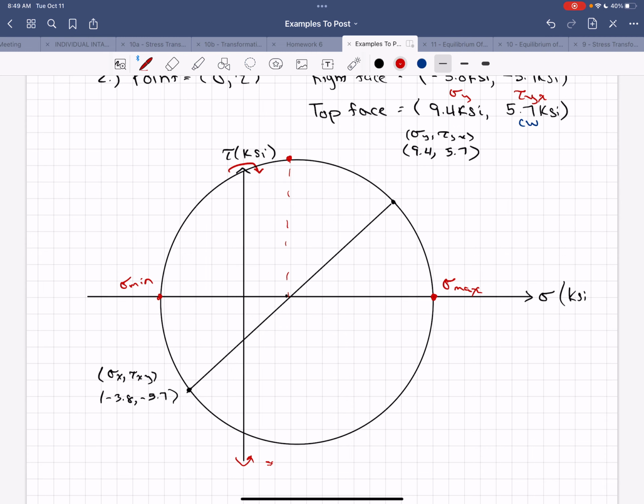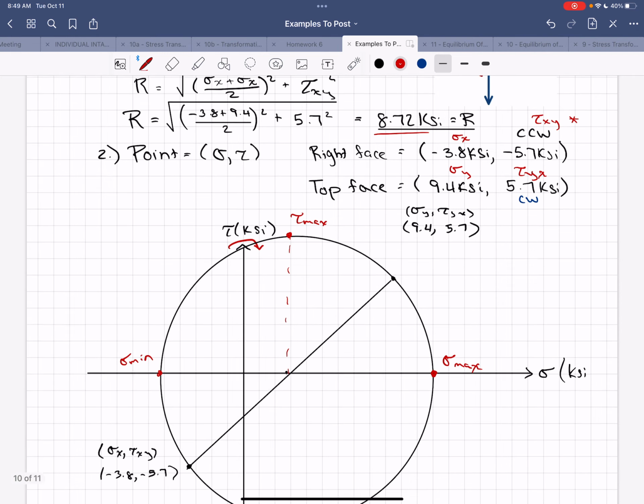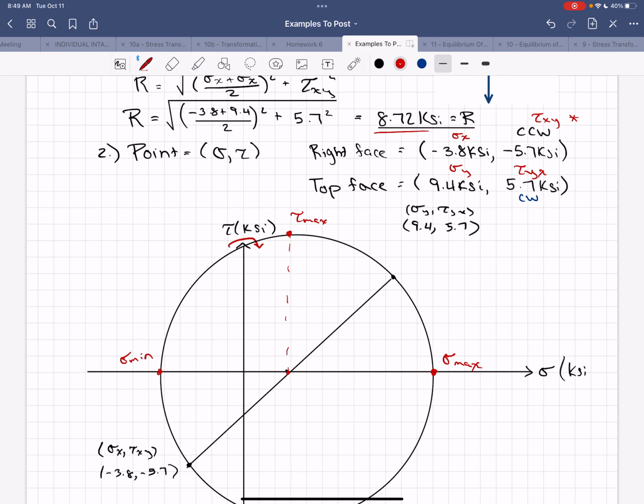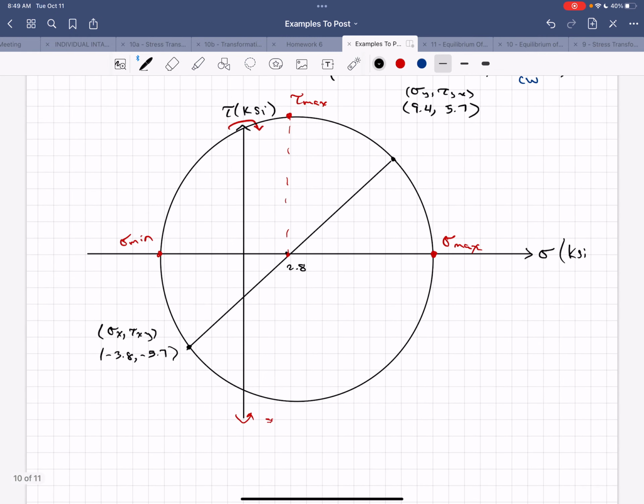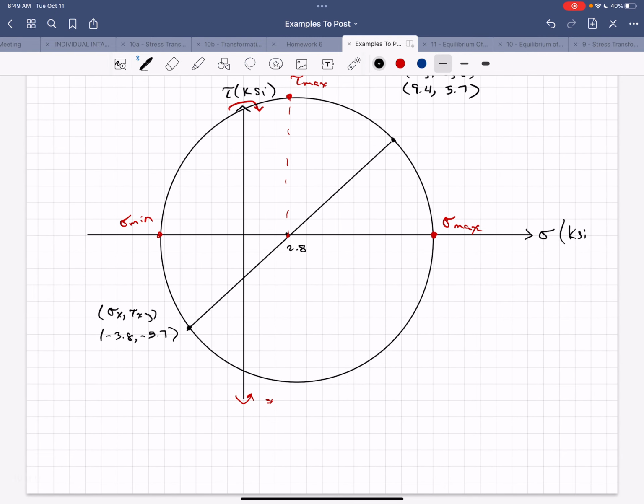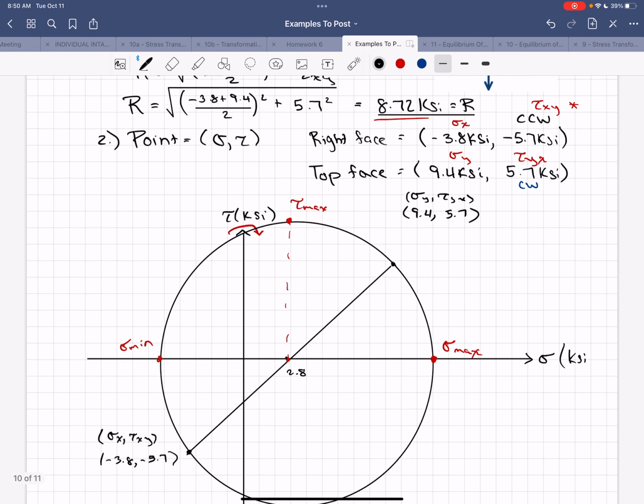So we know that tau max equals the radius, because it's just vertical from the center, which was 2.8. And the radius was 8.72 KSI. So our first answer here is that tau max equals 8.72 KSI, and that equals the radius. Okay, one answer done.